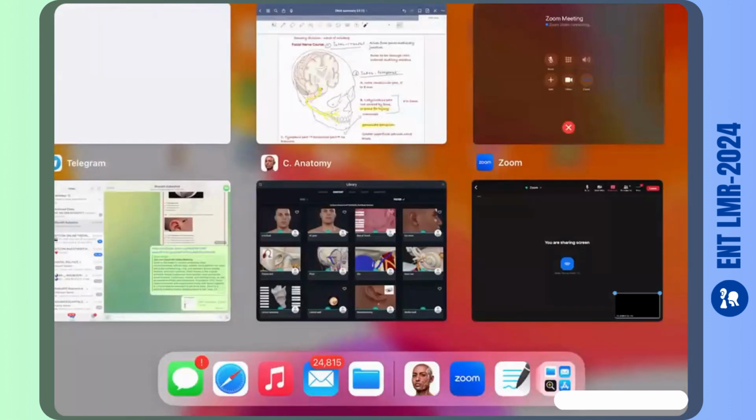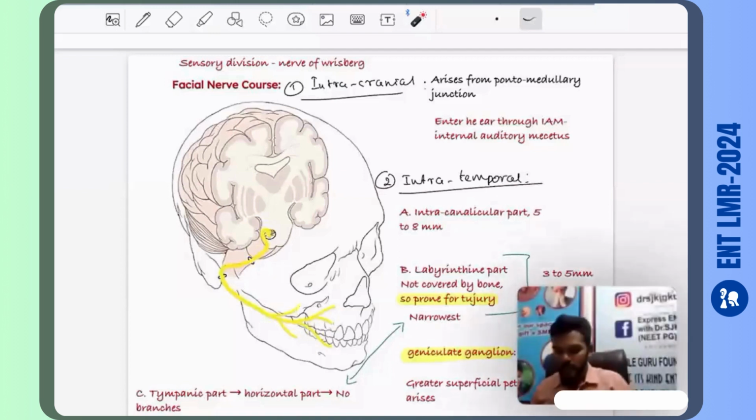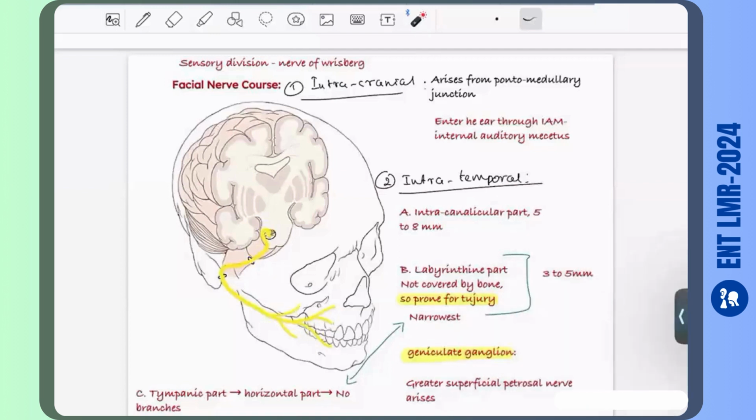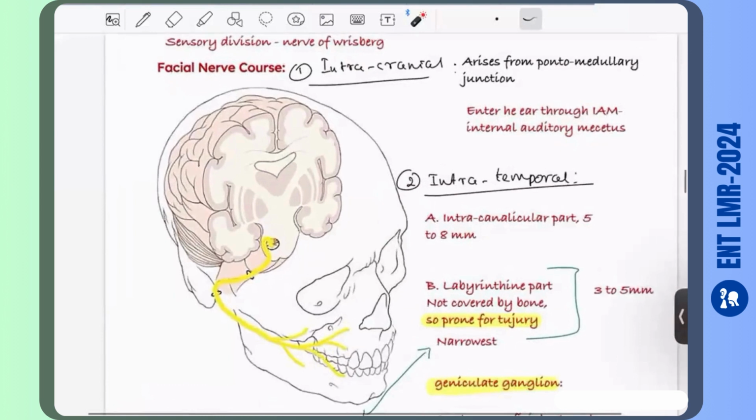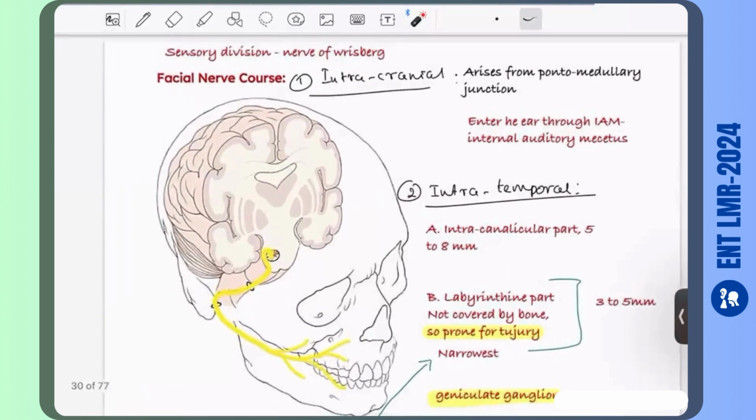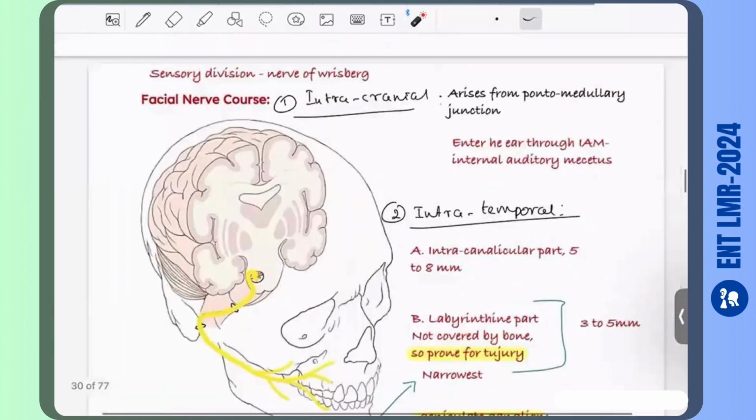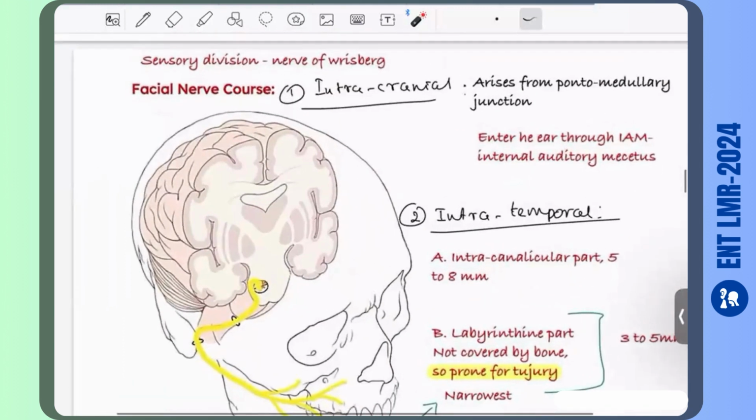So welcome back to the session after the break. We'll start with the facial nerve now. First we need to know about the facial nerve course, then we should know about the pathologies associated with it. The facial nerve is an important nerve. It's a mixed nerve, having both sensory and motor components. So first the intracranial course. The time is 10:50. We'll close the session sharply by 12.